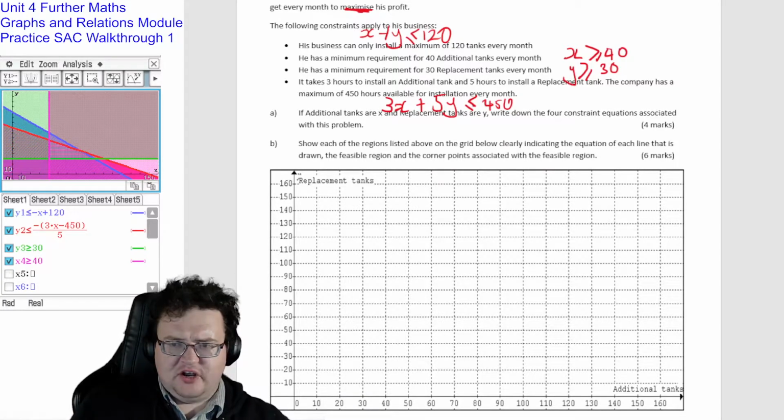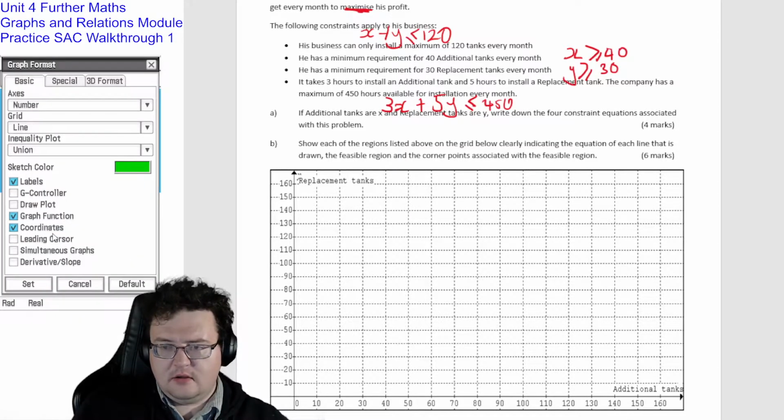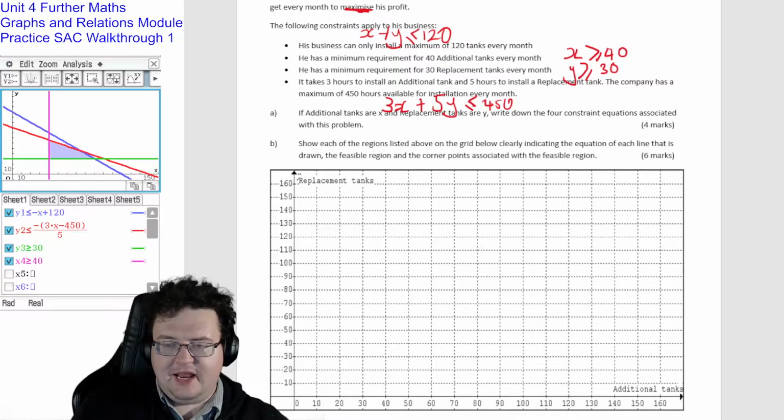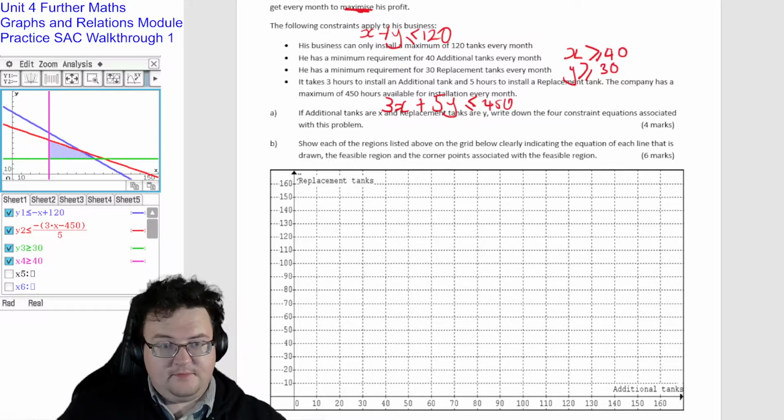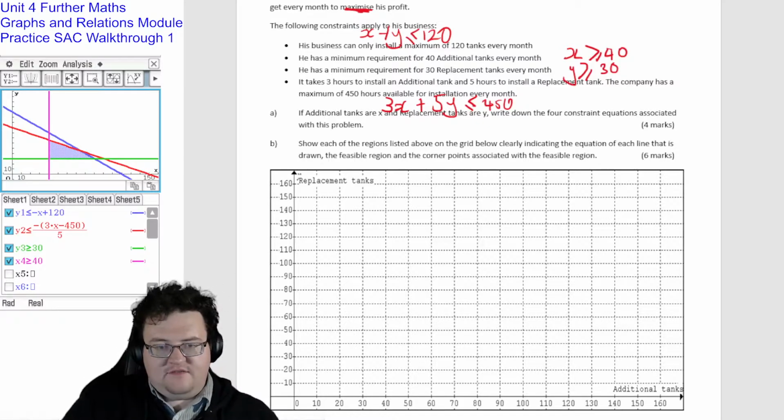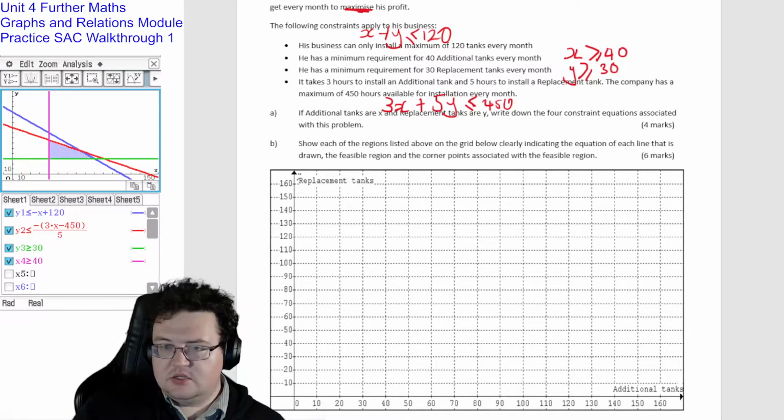And in that case, you're then trying to find the most shaded area. But that's a little bit hard. So that's why we go graph format and we change it from union to intersection. And then it gets rid of everything we don't really care about. And we only have the shaded region.